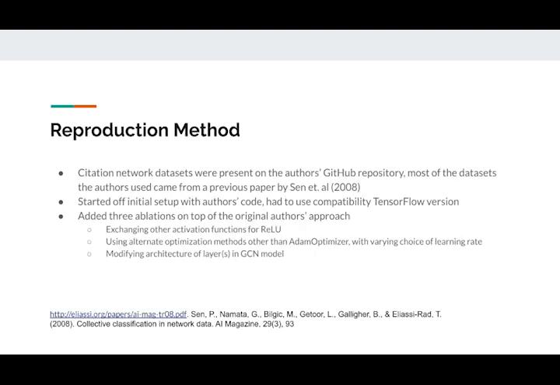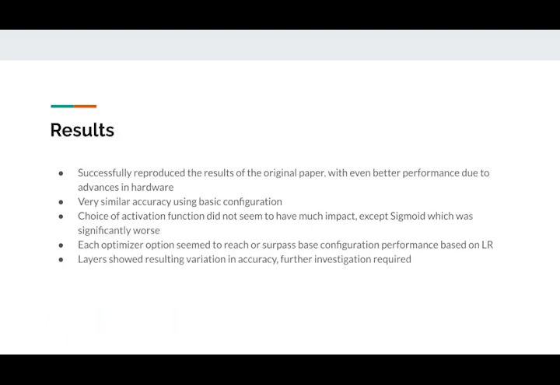In terms of ablation experiments, we conducted ablation experiments to explore potential improvements to the GCN model. We experimented with different activation functions, optimizers, and the number of layers. In terms of activation functions, we used an additional 4 activation functions on top of the ReLU. There was no significant difference in performance, with the exception of the sigmoid activation function, which significantly underperformed.